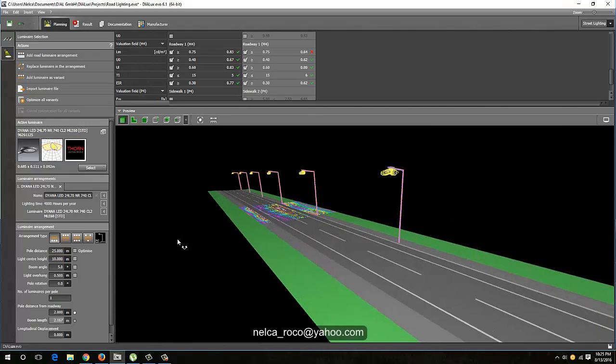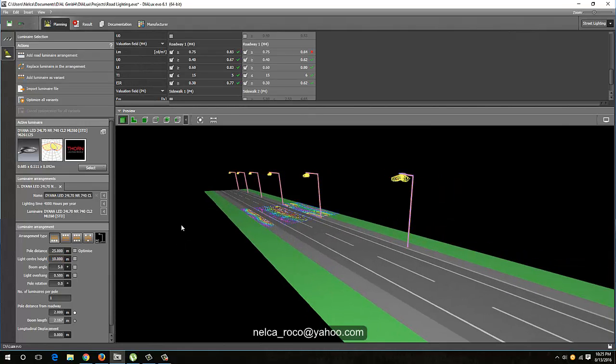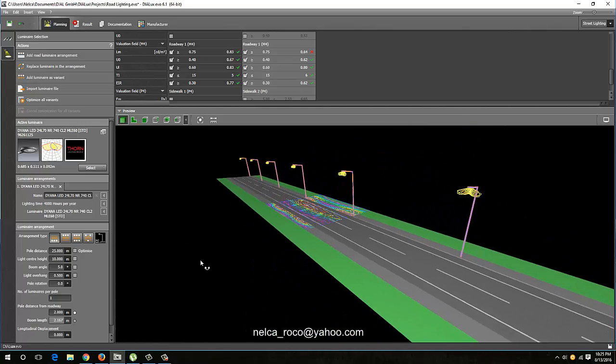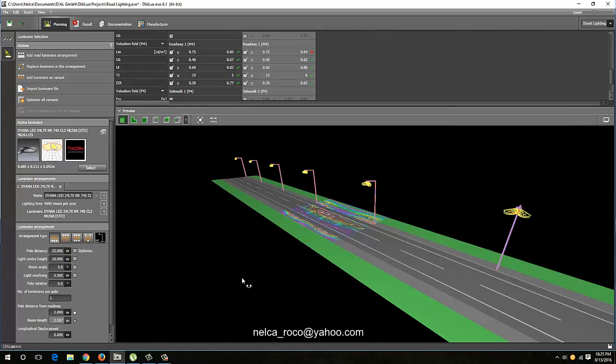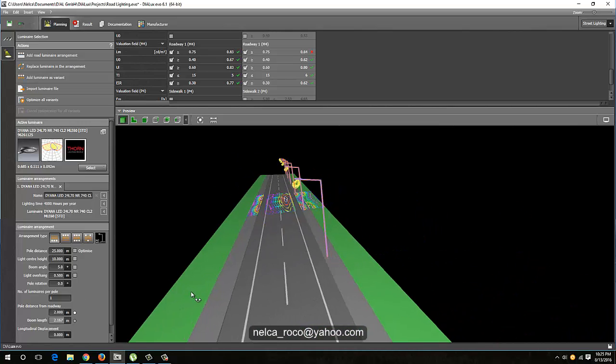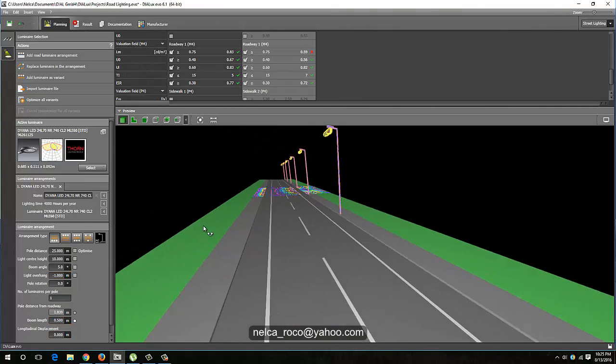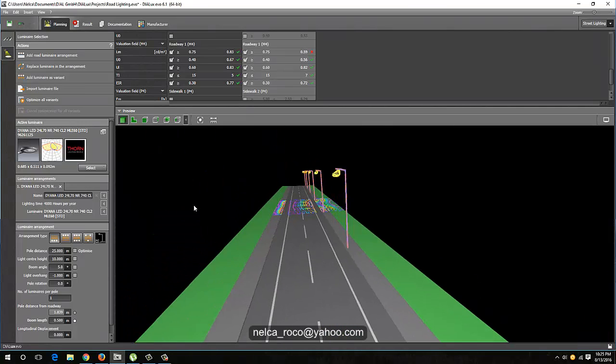So I increased the spacing to 25 meters, and I increased the height of the pole from 6 meters to 10 meters. And then again, I will change the boom length or the overhang length to -1, and then make the boom length 0.5. Okay, so now it's in a straight line.